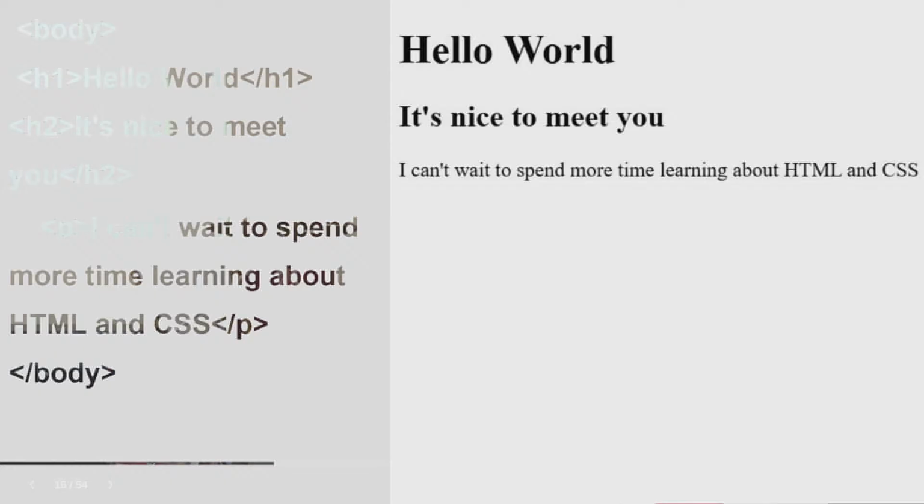And then if we look on the right there, you can see that hello world, which is an H1 tag, is much bigger than everything else. You can see that it's nice to meet you, which is an H2 tag, is smaller than that, but is still pretty large compared to the P or to the body. And then we can see that everything contained within the paragraph tag is smaller. Is everyone understanding?